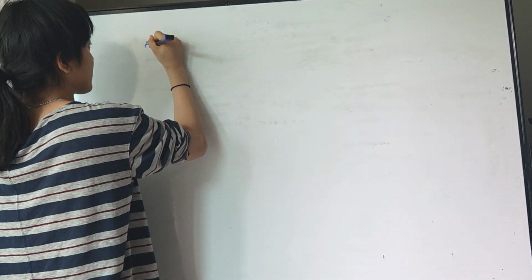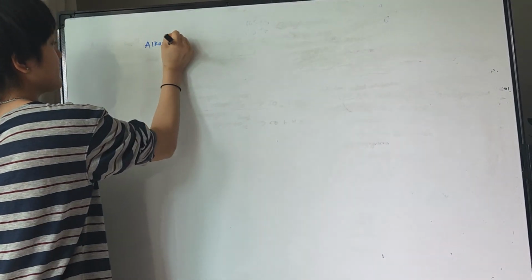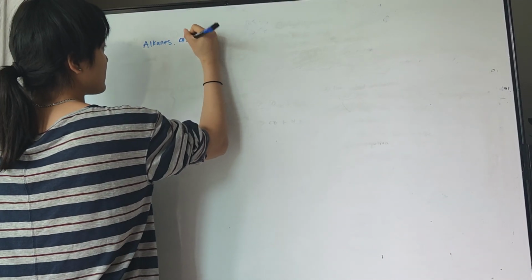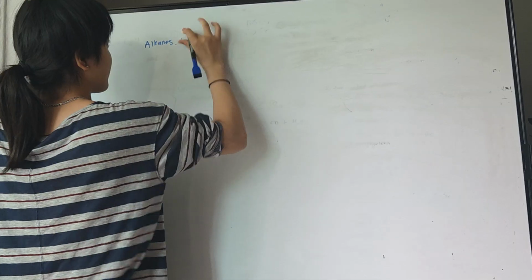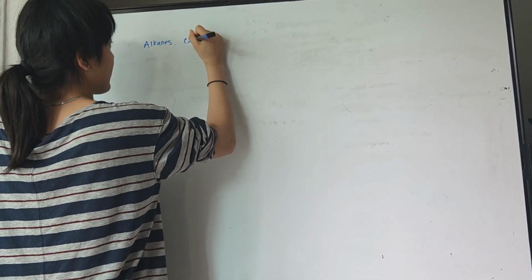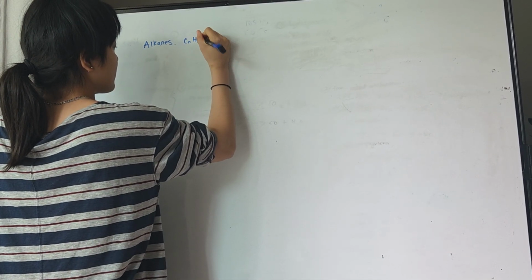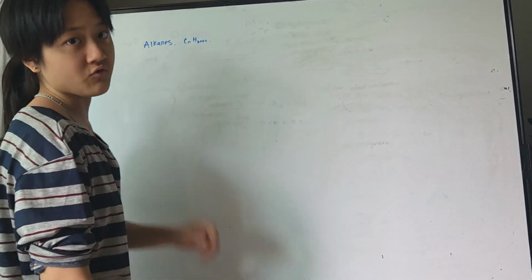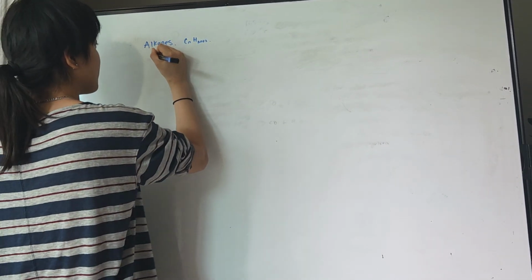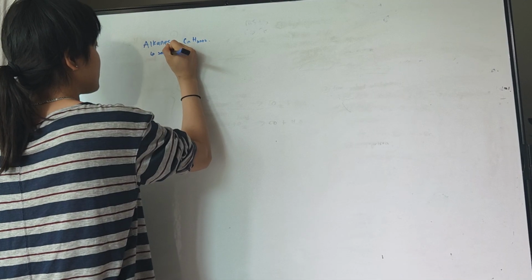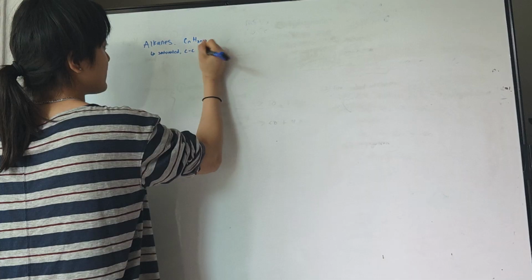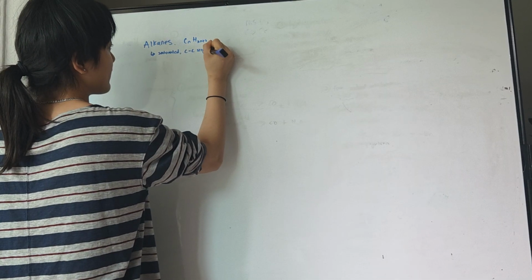Alkanes. First of all, we know their chemical formula. We know their general formula is CnH2n+2. This is your general formula. We also know that they are saturated because they have C-C single bonds only.